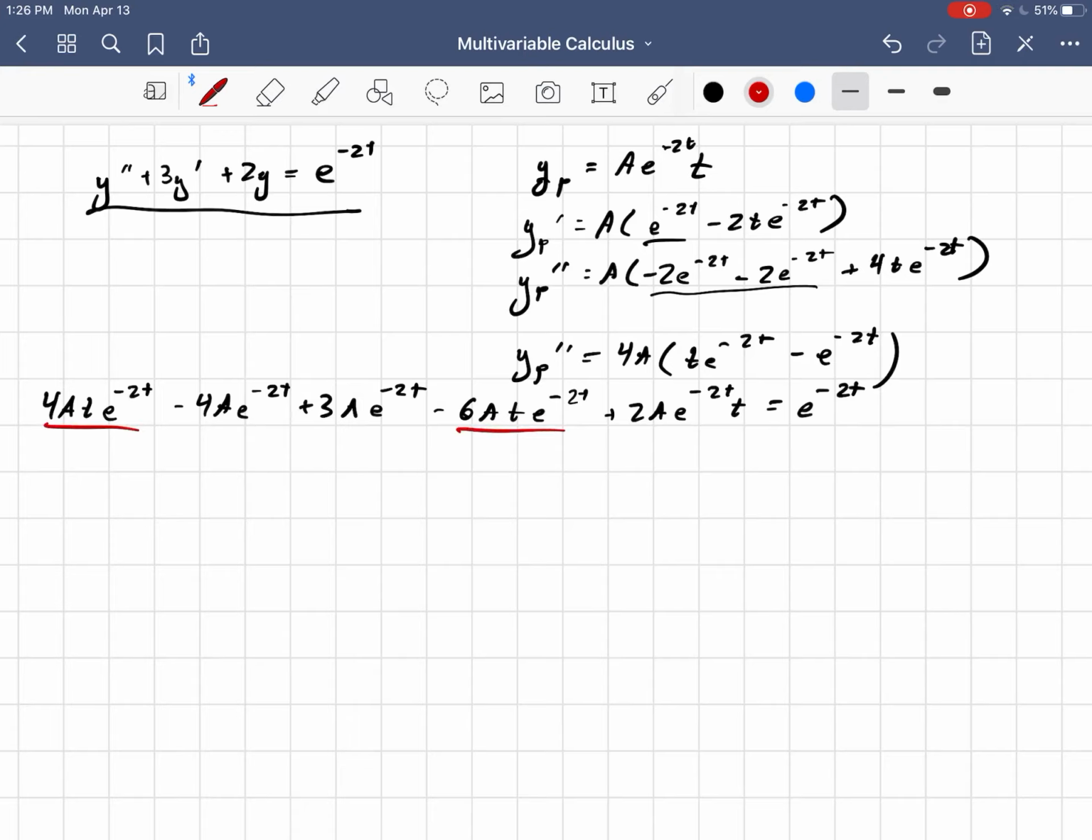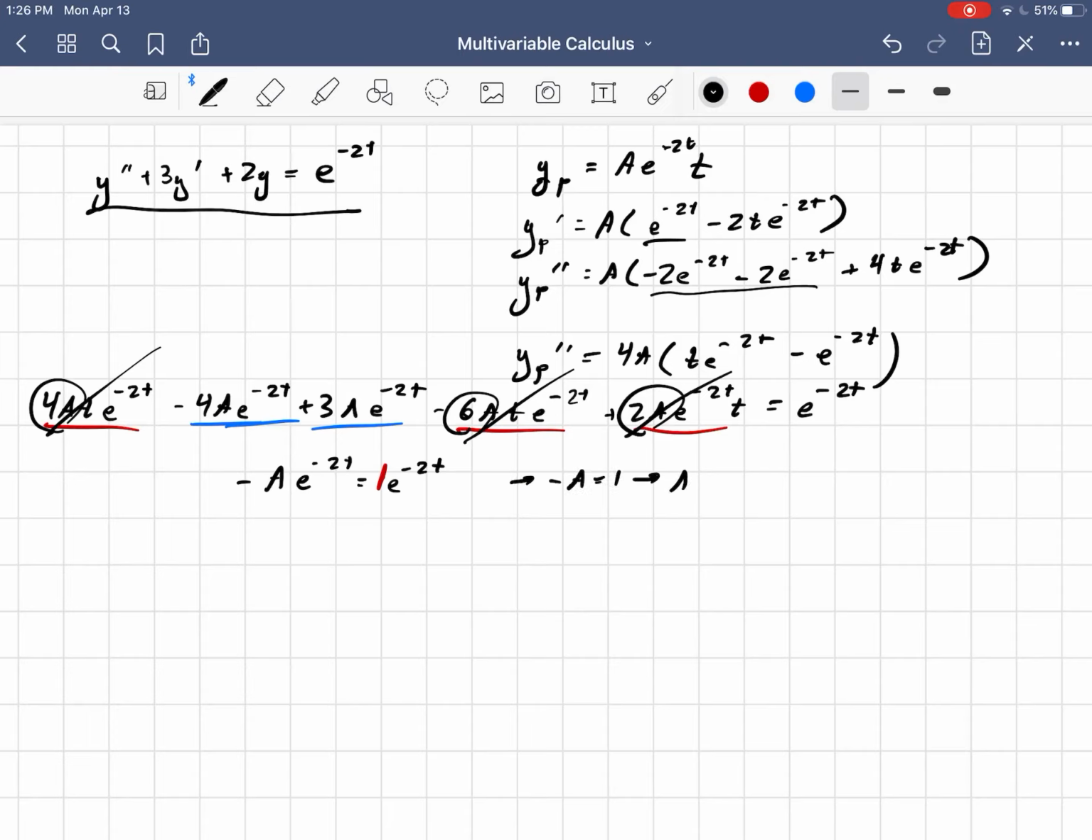Now I'm going to combine my like terms. It really just becomes an algebra problem. So we have t e to the negative 2t terms, and then the a e to the negative 2t terms. So I have a 4, a minus 6, and then a plus 2. 4 minus 6 is negative 2, plus 2, that all goes away. That's very nice. And then this is minus a e to the negative 2t is equal to e to the negative 2t. This is a 1 right here, so negative a is equal to 1, or in other words, a is equal to negative 1.